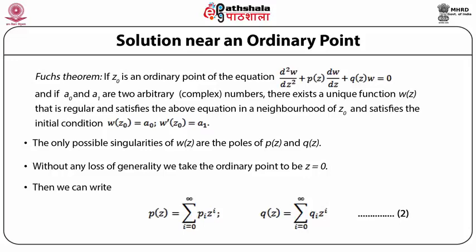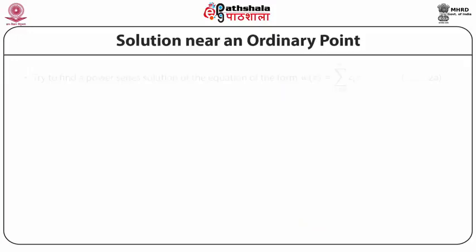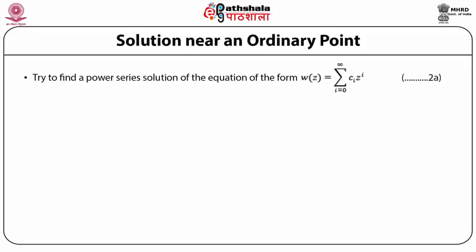So, p(z) will be equal to the summation over i equal to 0 to infinity of p_i z raised to power i, and q(z) will be equal to the summation over i going from 0 to infinity of q_i times z raised to power i. We now try to find a power series solution of the equation of the form w(z) equal to the summation of i going from 0 to infinity of c_i z^i.